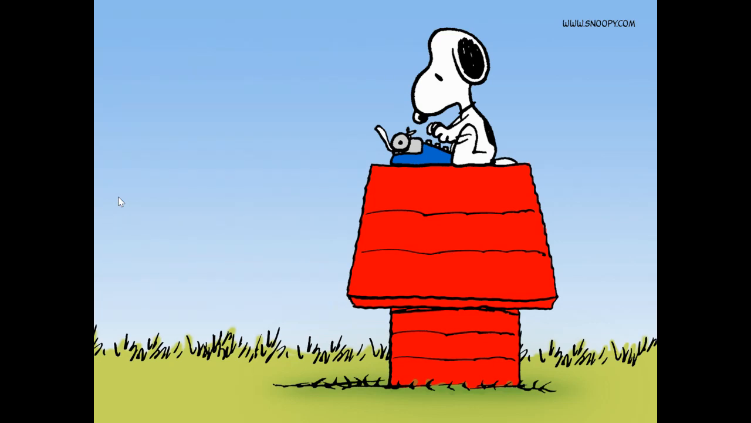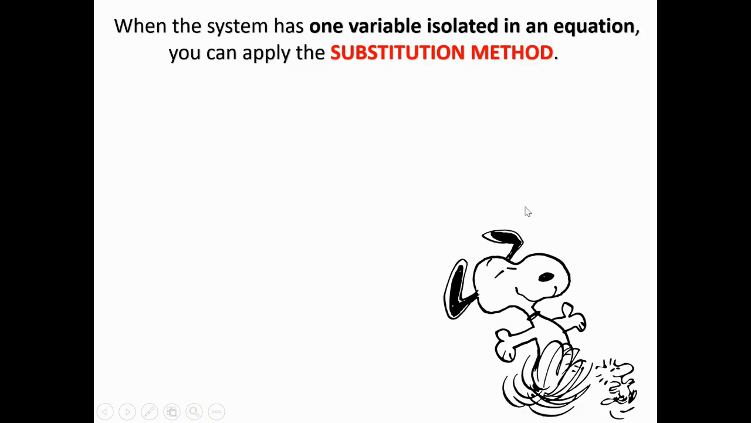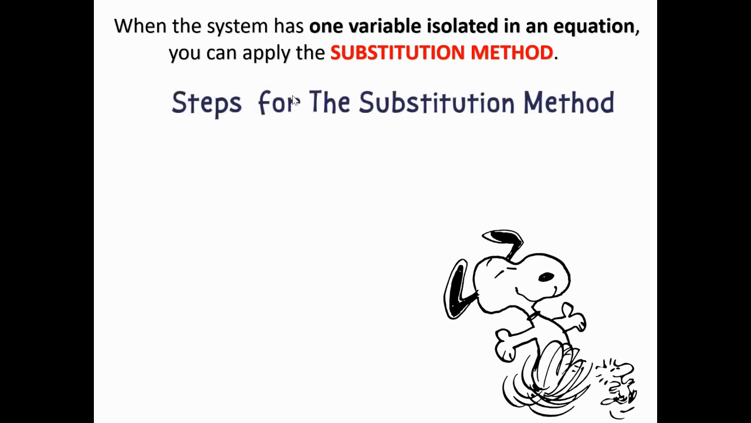Okay, so this is the 5.2 video on solving systems by substitution. All right, so when the system has one variable isolated in an equation, you can apply the substitution method. You have to get one of the variables by itself in order to use the substitution method. So sometimes it's automatically set up for you, and sometimes you can force it to work for you.